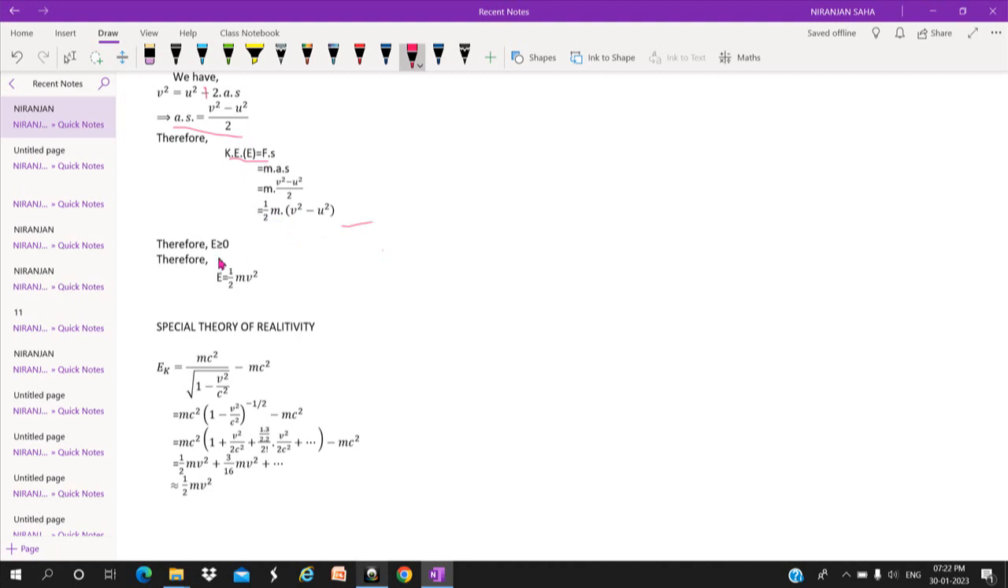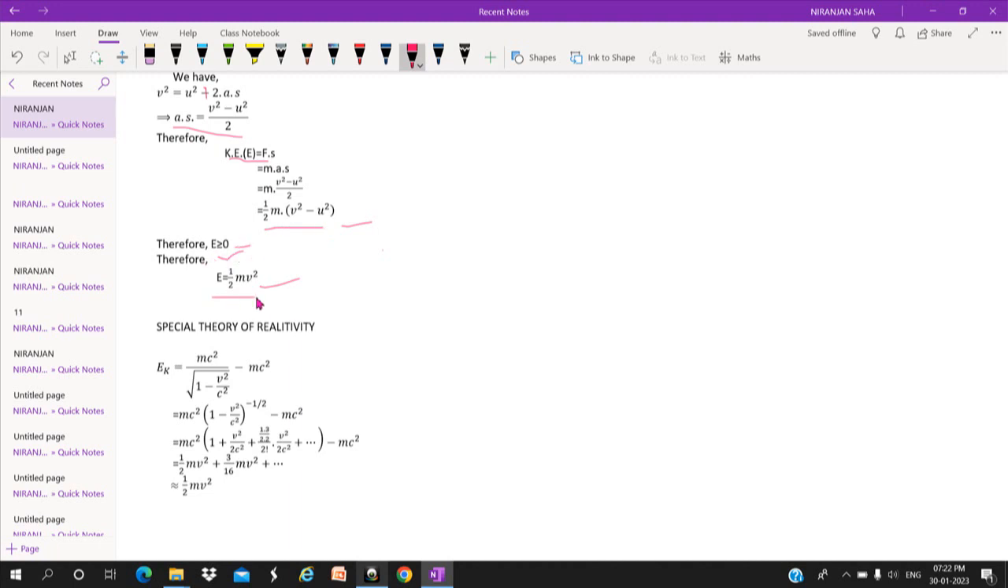So you know that the energy must be greater than or equal to 0. So we finally can write E equal to half m v square, by this condition that kinetic energy must be greater than or equal to 0.